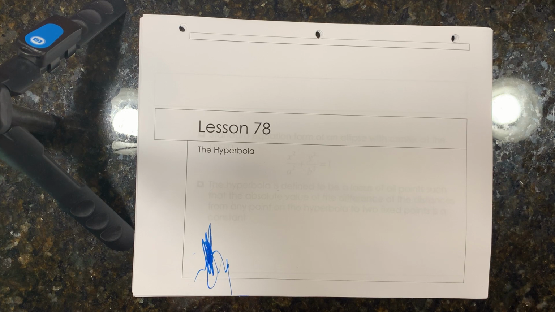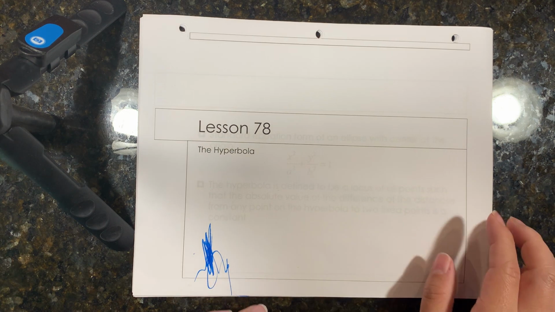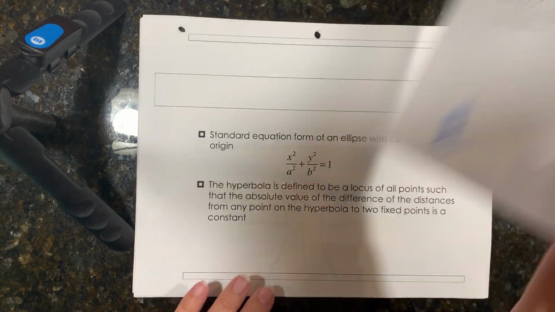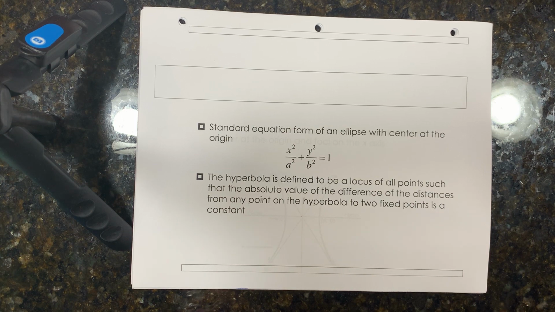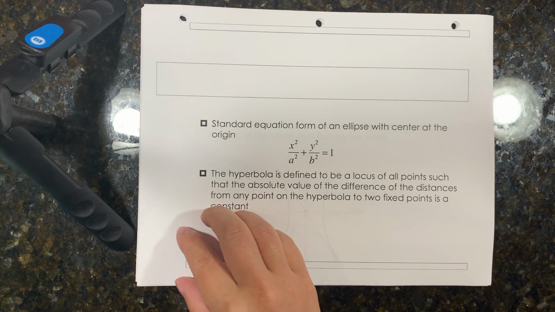Hi everyone, in Algebra 3, today we're going to be going over your new material in lesson 78, and it's on something called the hyperbola. So we're going to be graphing this, and you're going to notice that the equation is going to look something like the ellipse, but there's going to be one key difference. Please excuse the lovely drawing on here. So the standard form of an ellipse with the center at the origin looked like this.